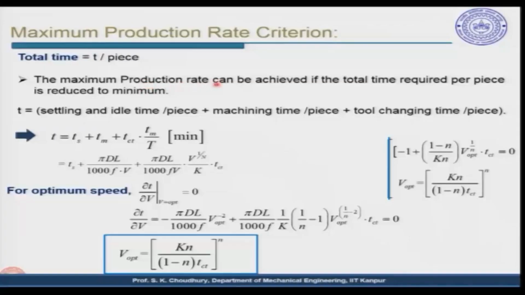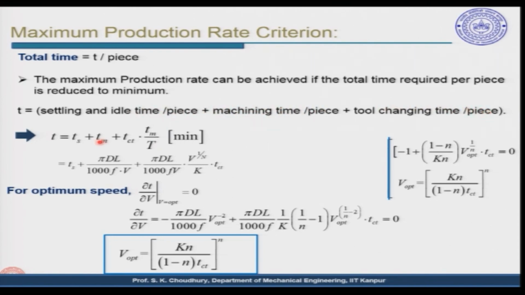Now, the maximum production rate can be achieved if the total time required per piece is reduced to a minimum. Now, the total time taken to fabricate the part is equal to the settling and idle time per piece plus machining time per piece plus tool changing time per piece. These are the three components of time which are involved in the total time. So, the settling time is Ts, machining time we said is Tm, and the tool changing time is Tct. That has to be multiplied by the number of times we are changing the tool, because this is the machining time per piece, this is the tool changing time per piece.